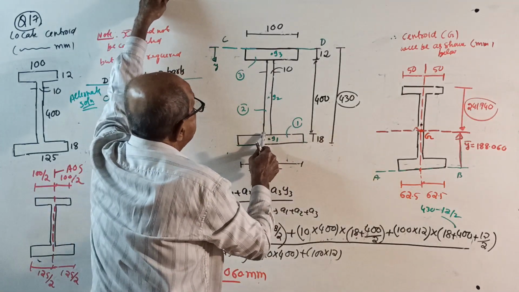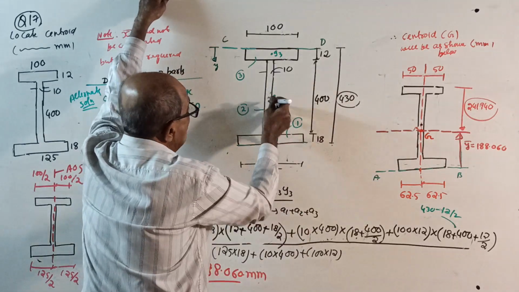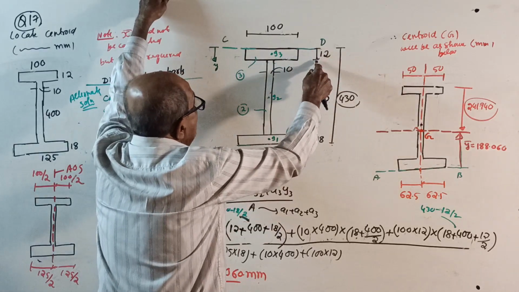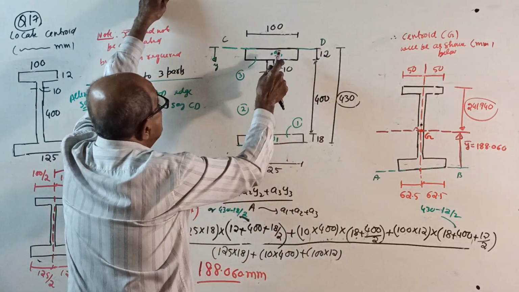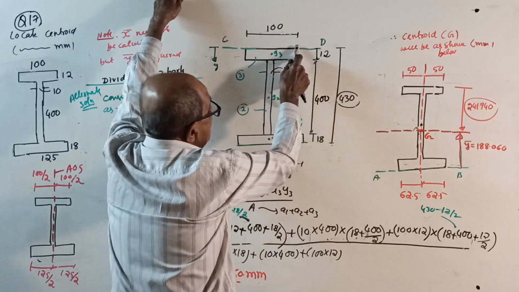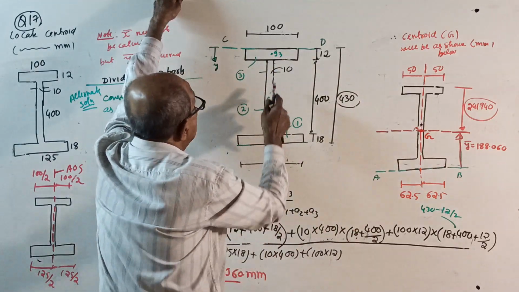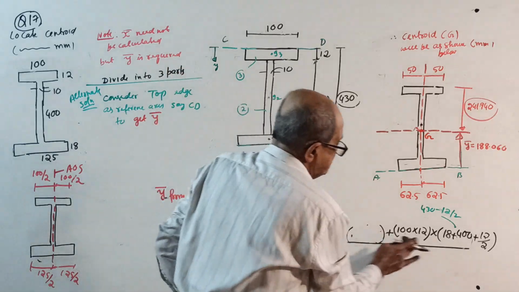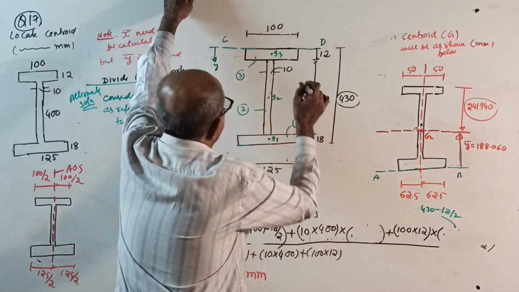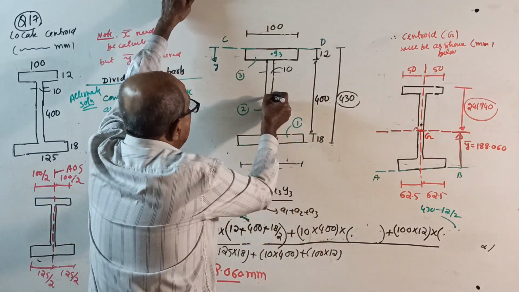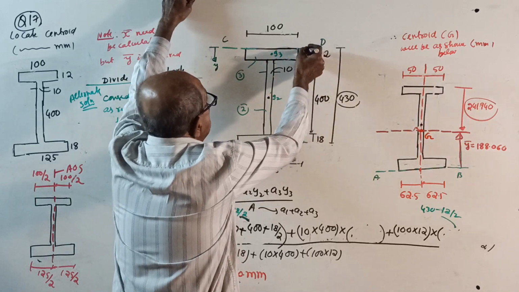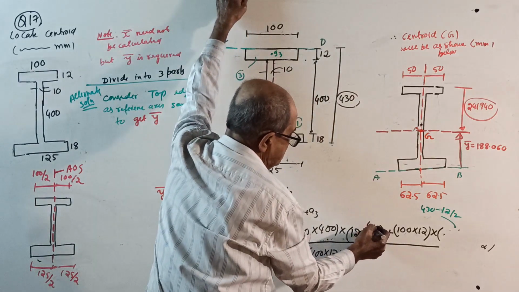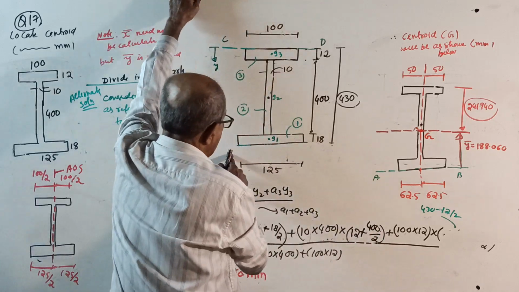A2: 10 into 400 into its centroid from top edge, how much? 12 plus half of 400. A3, where is A3? Here, 100 into 12. Oh yeah, I did not change. I have to change the values here. I forgot to change it as I am explaining. Sorry. Second one: 10 into 400 into its centroid from top edge, 12 plus half of 400, 400 by 2.